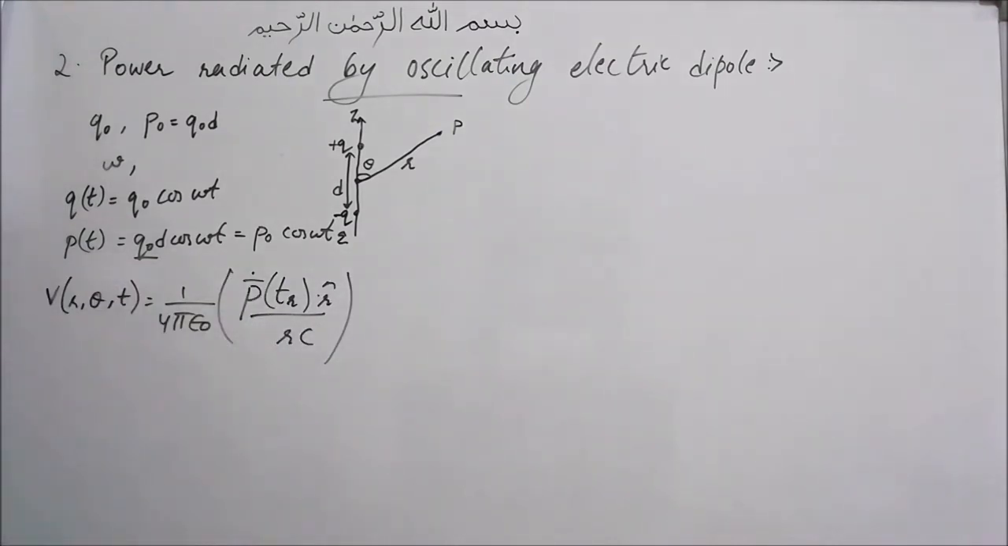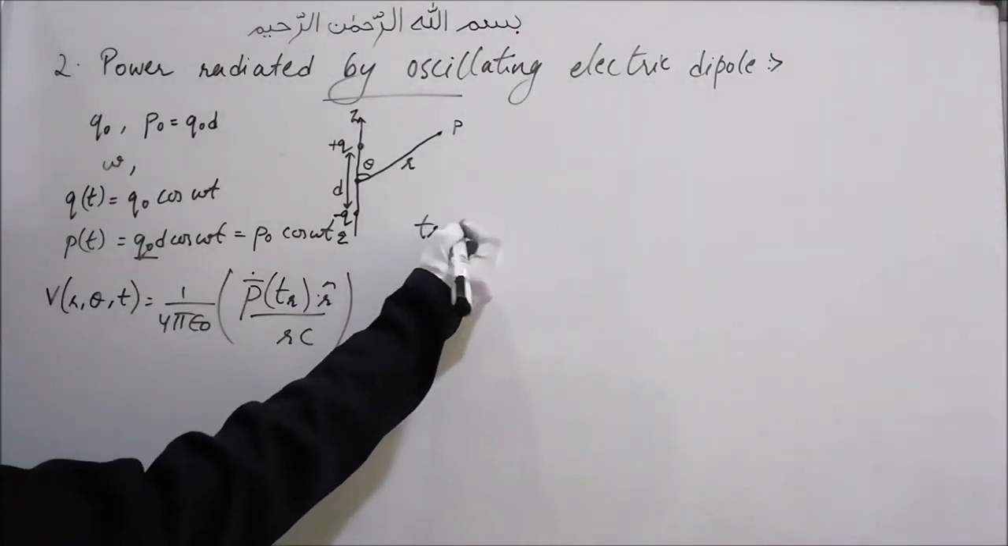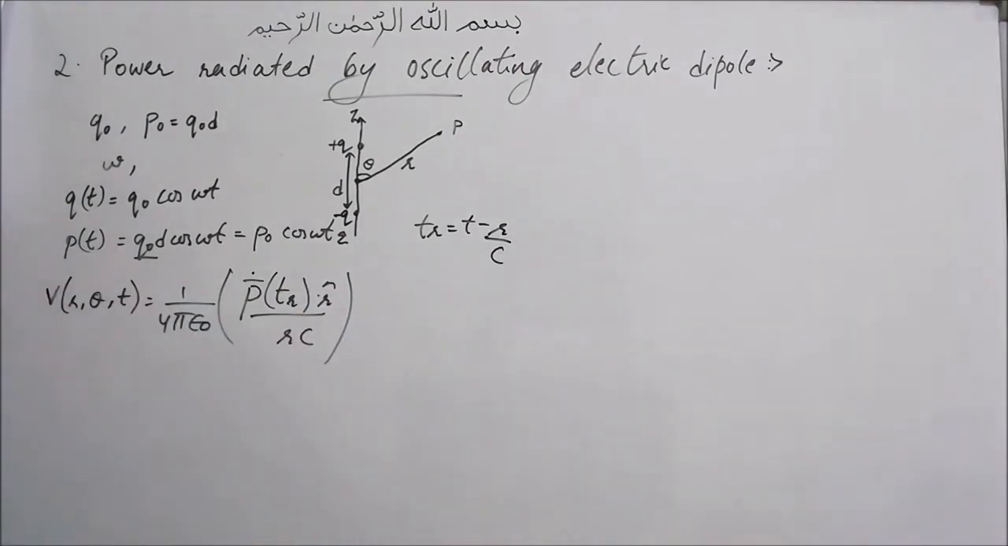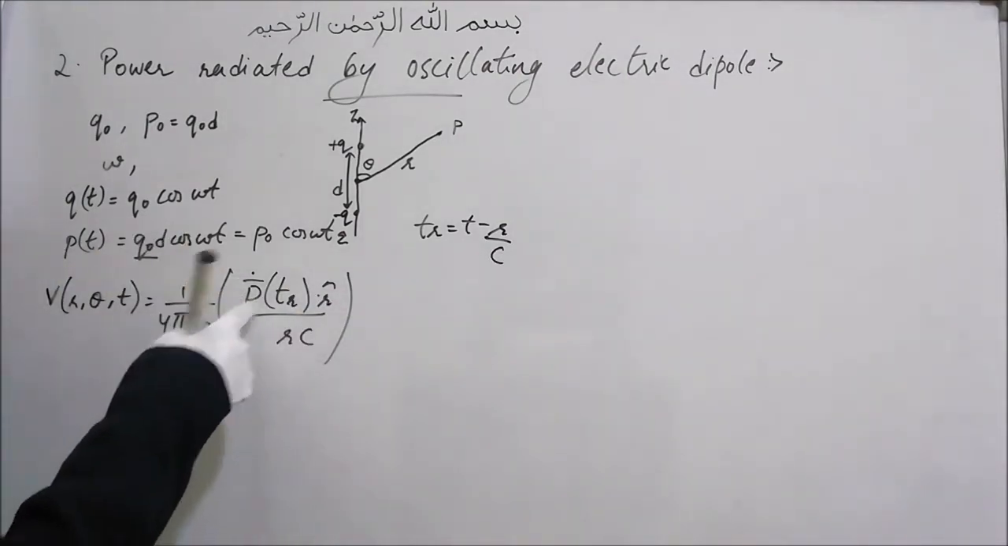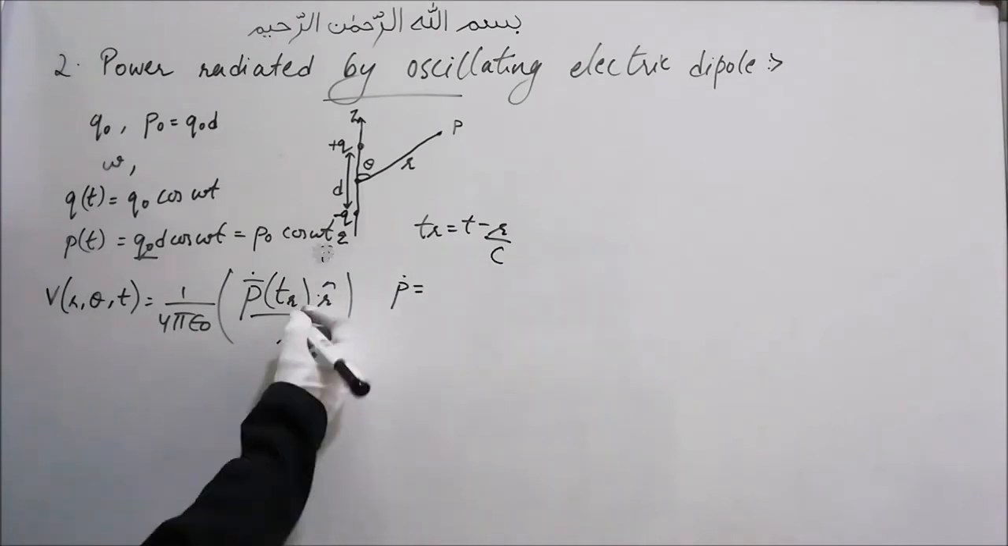You have to remember, I'll tell you that this video is all about formulas, this part, so you'll have to remember the formulas, try your best to remember them. This t_r we know is the retarded time, which is t minus r by c, and what will be p dot now? p dot at t_r.